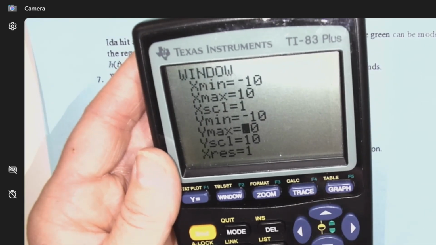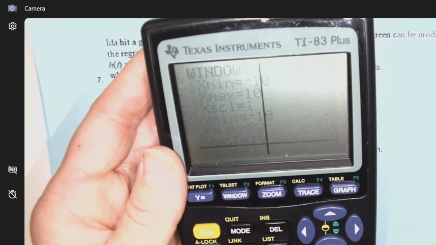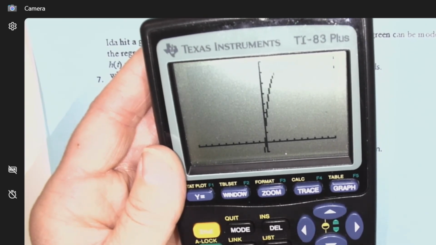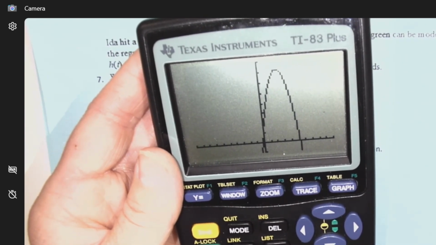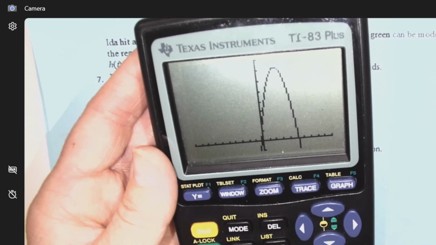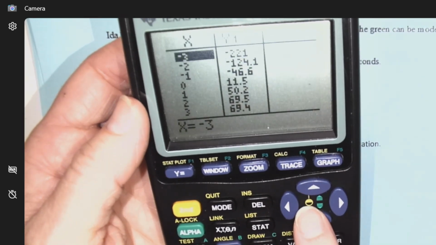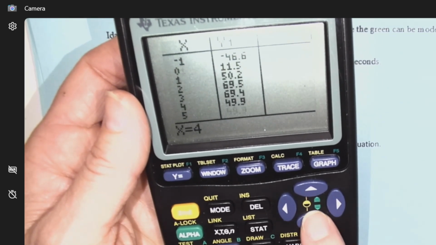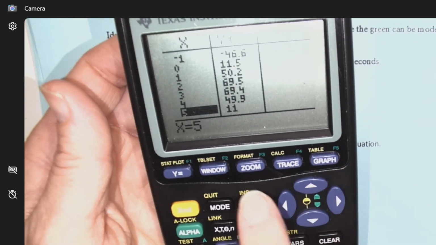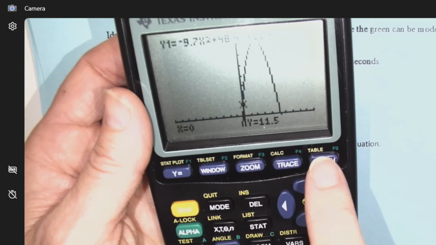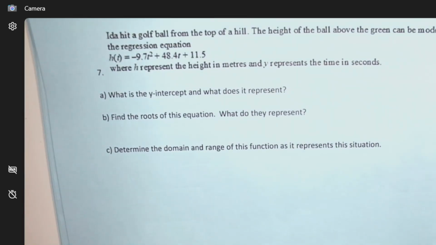Window, 80. Okay, so play around. If you want a hint, you can always go to your table of values and look at that. It has a bunch of different heights, so it kind of shows me where I'm at.